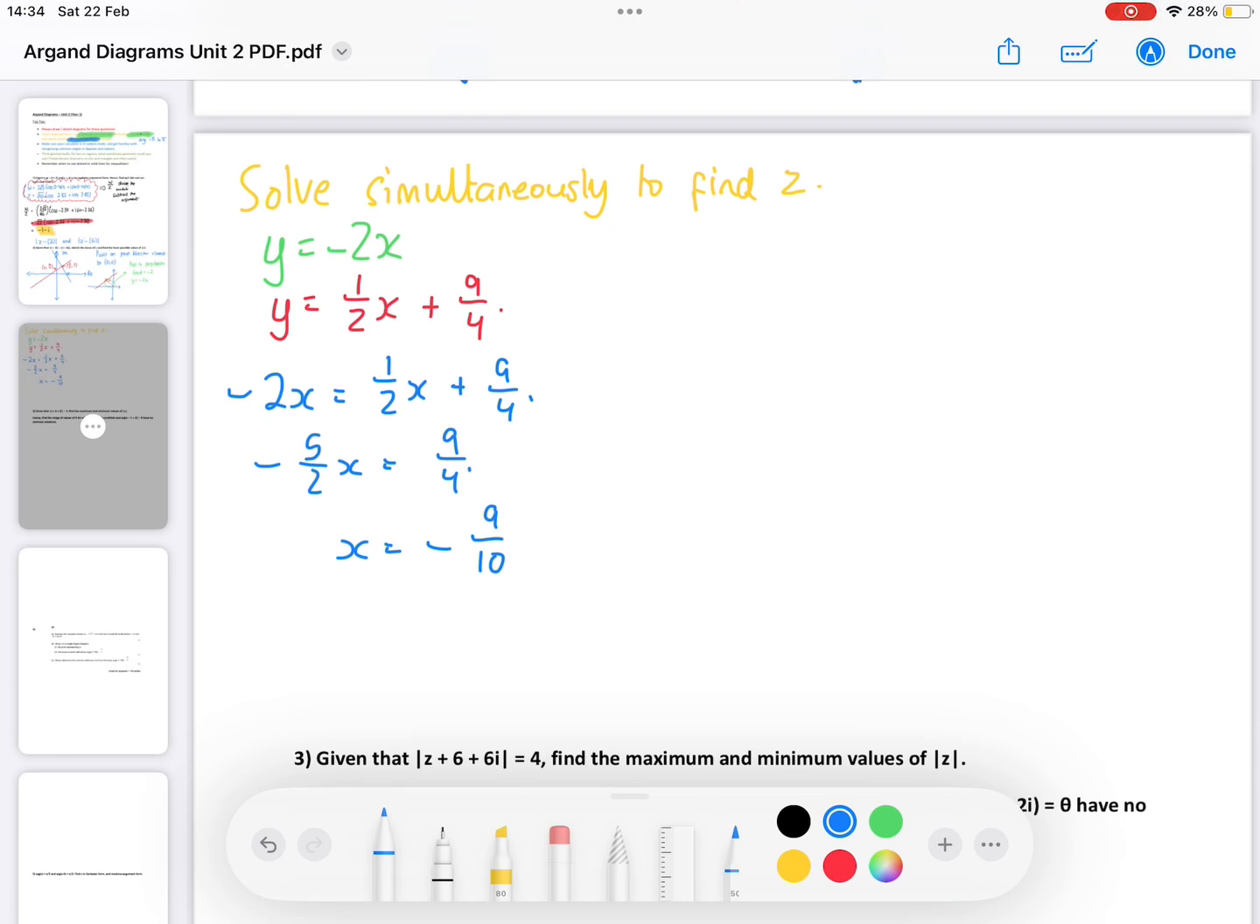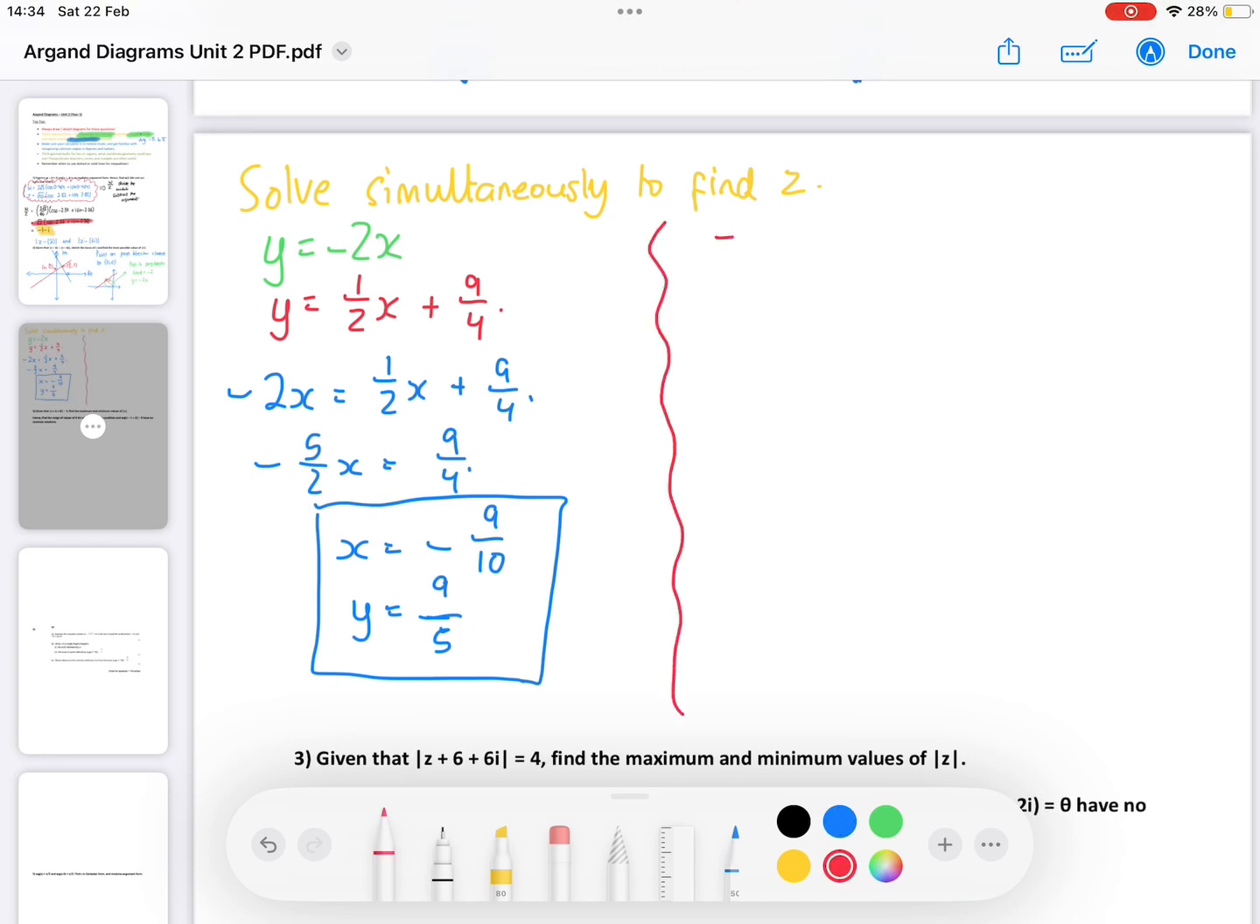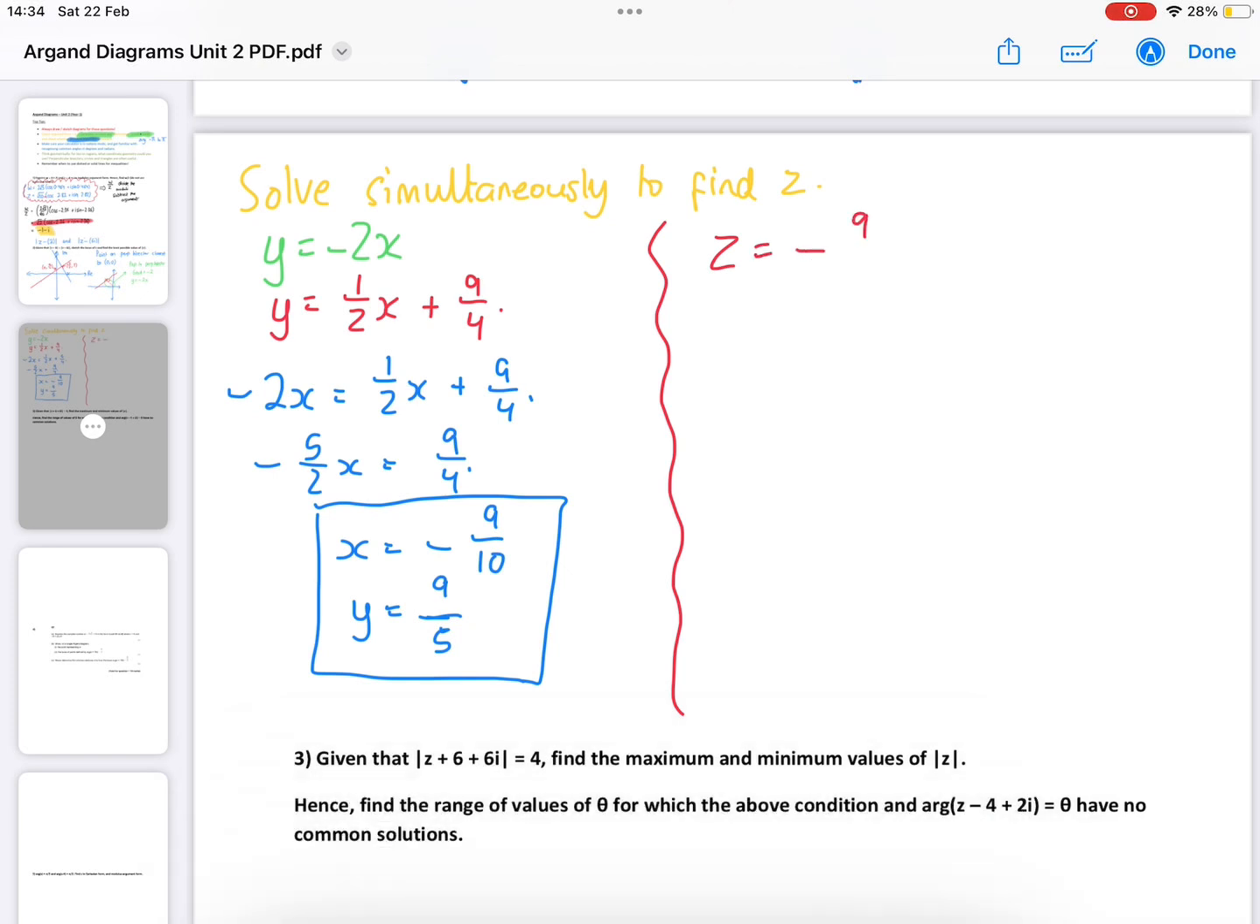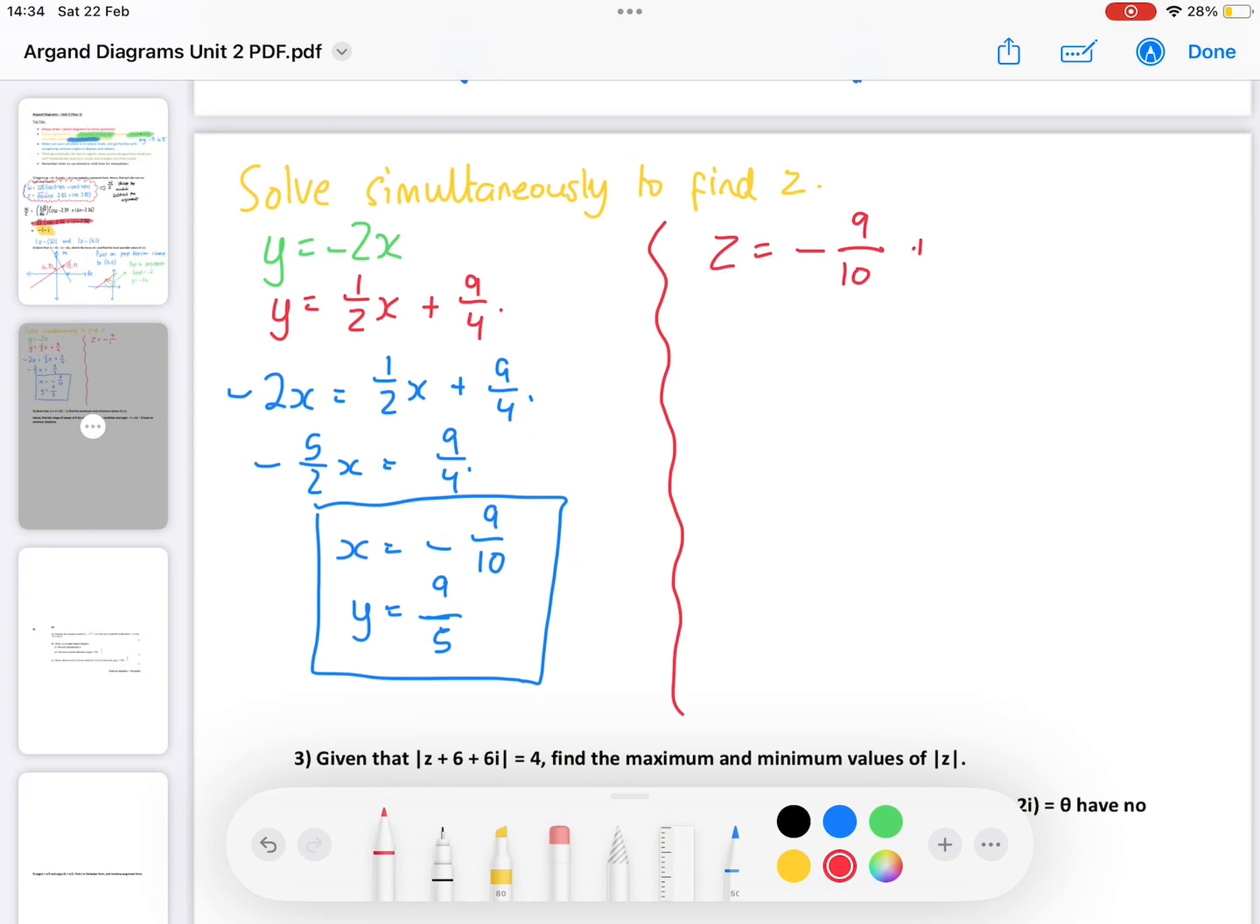And therefore y is going to be 9 over 5. So that's the point we're interested in, and since we want the modulus of z, let me just quickly summarize. So z is minus 9 over 10 plus 9 over 5i.